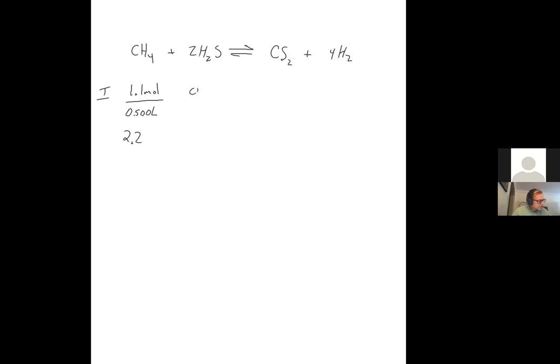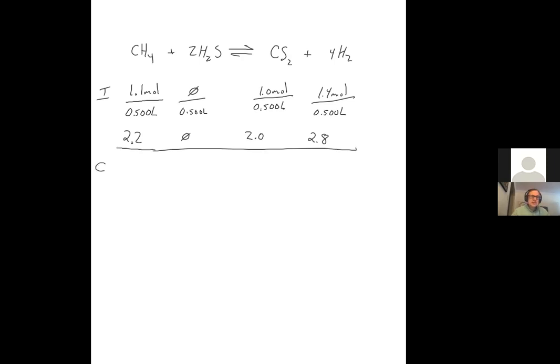This is 0 because they didn't give us any. Divide that by 0.500 liters. That's going to give you 0. The CS2 is 1 mole divided by 500 milliliters or 0.5 liters. That's 2 moles per liter. Again, it says leave the units out. And then H2, they tell us it's 1.4 moles divided by 0.5 liters. Well, that's 2.8. Okay, so there's your initial.